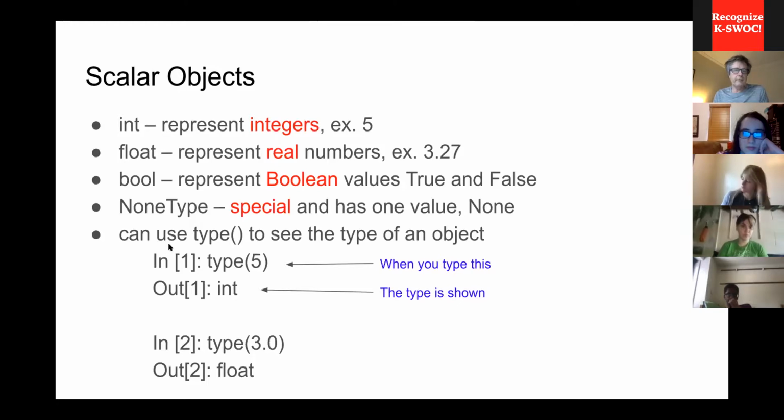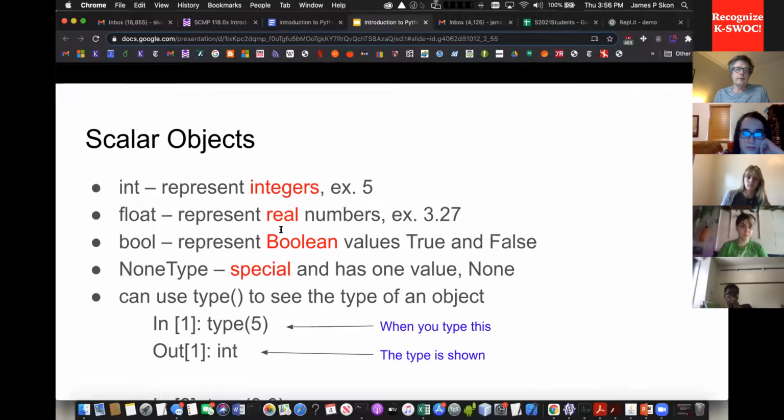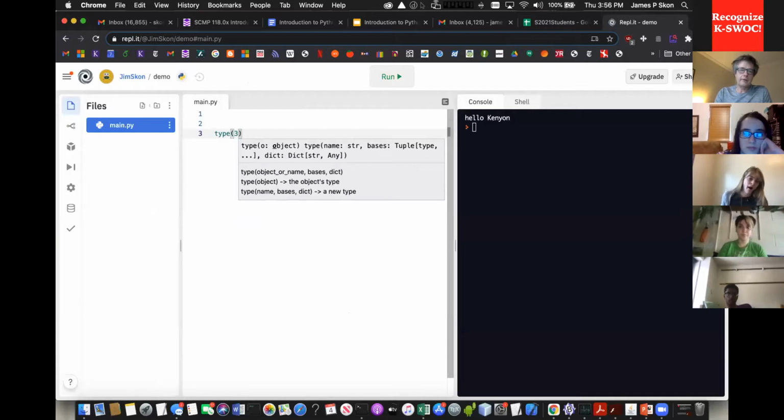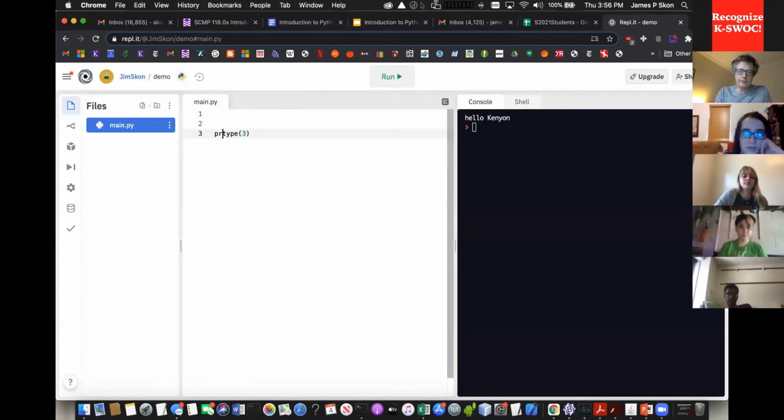Now, it turns out that, let me get out of here for a second. When we're in REPL, we can actually find out the type of things by typing in type. If I say type 3, and I run that, well, actually, I'm going to have to put that in a print statement.